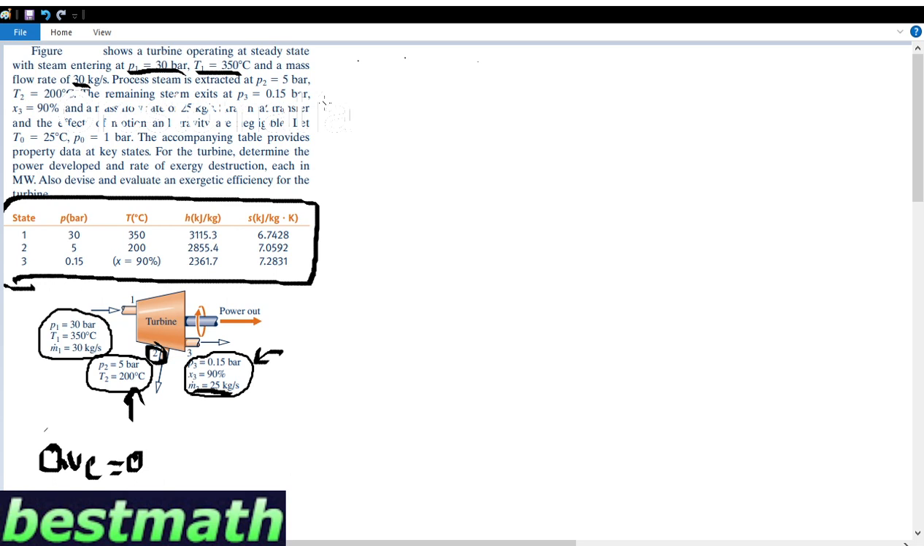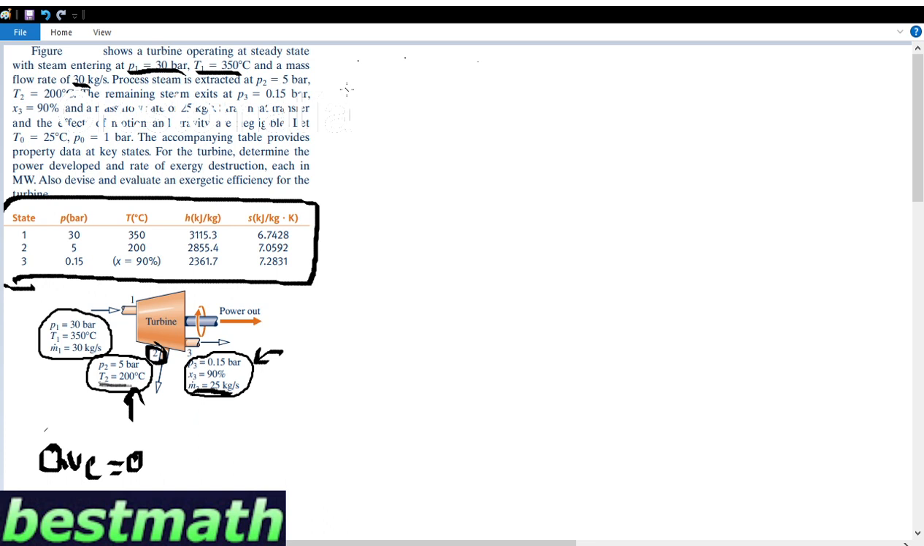Once we have read the problem, we have the following data. For inlet number 1, we have a temperature of 350 degrees Celsius, a pressure of 30 bars, and a mass flow rate of 30 kilograms per second. For outlet number 2, we have a temperature of 200 degrees Celsius, a pressure of 5 bars. For outlet number 3, we have a pressure of 0.15 bars with a quality of 90% and a mass flow rate of 25 kilograms per second.